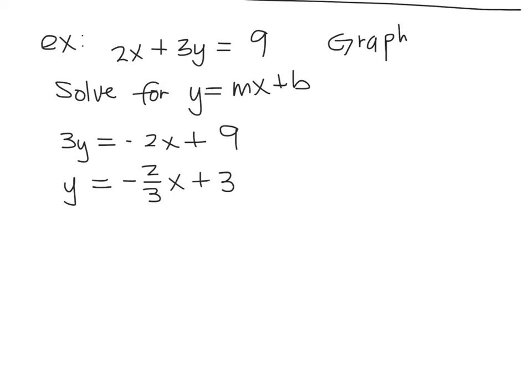So our y-intercept is 3. We've got b = 3, so that means we're going to have the point (0, 3) on the graph of the line, and the slope is -2/3. Let's go ahead and plot that y-intercept.